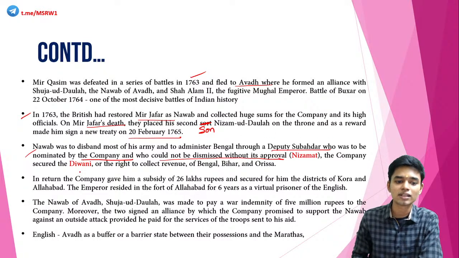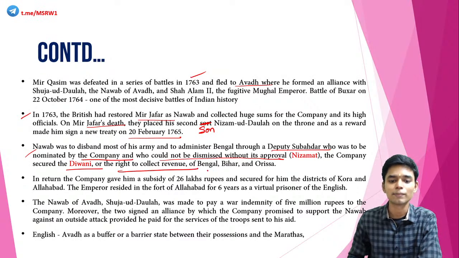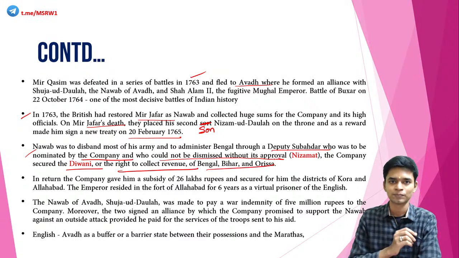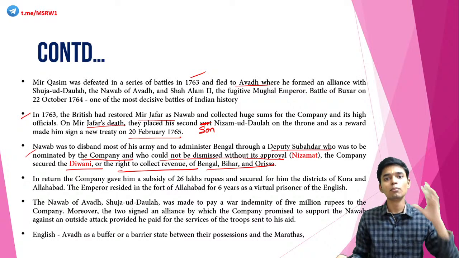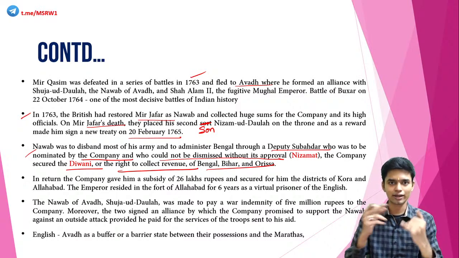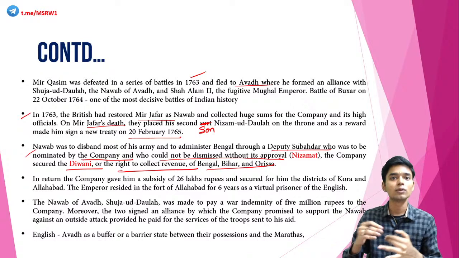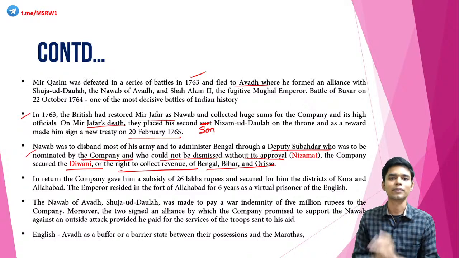The company also secured the Diwani, or the right to collect revenue from Bengal, Bihar and Odisha. We saw this earlier. Okay, so both Diwani rights, that is the right to collect revenue, and the Nizamat right, the policing functions, are in the hands of the company.